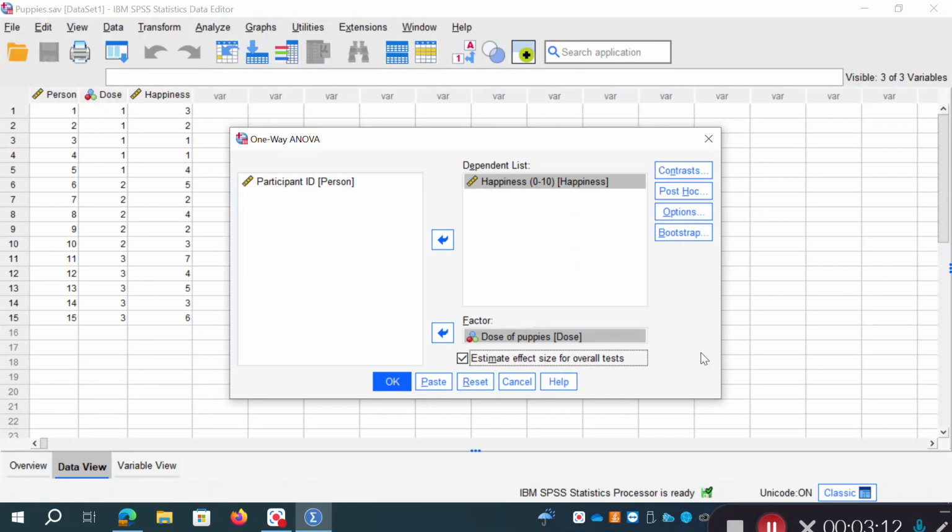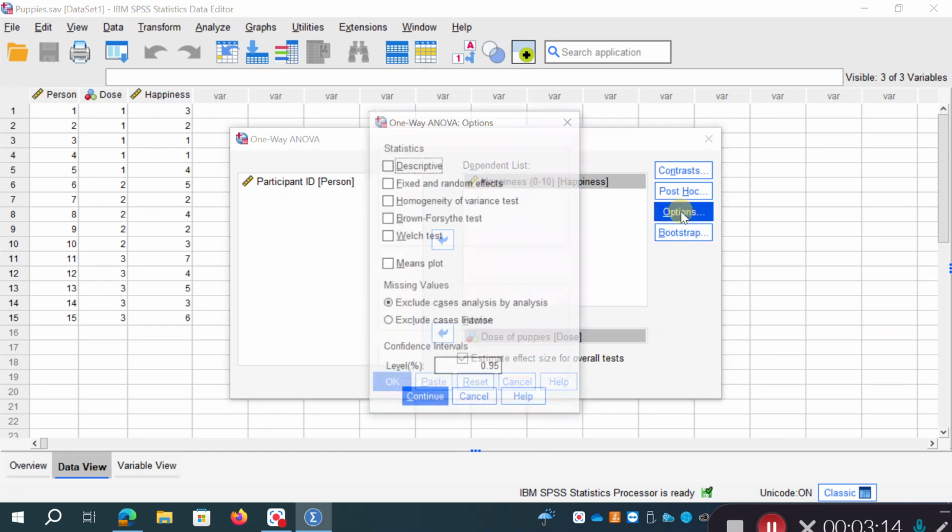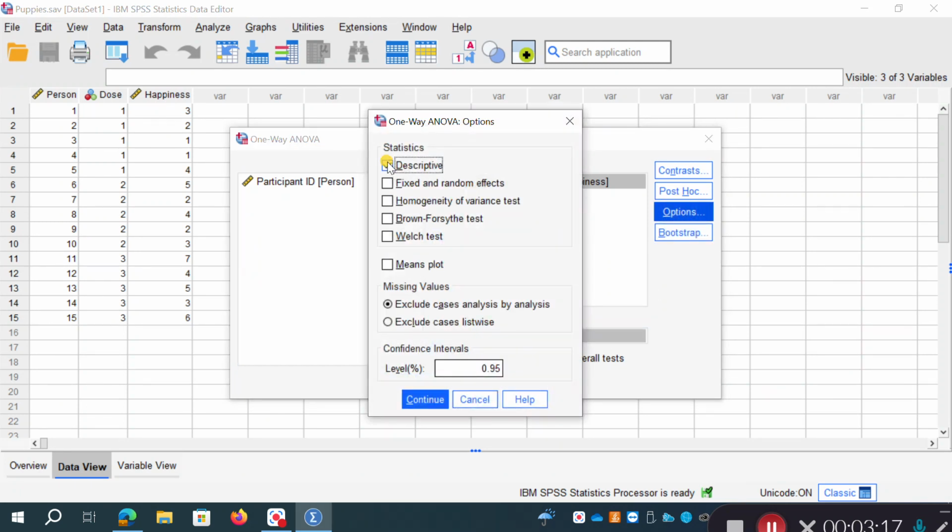A couple of things to look at here. If we click on Options, we're going to ask for descriptives. We want to do a Levene's test as well, because we want to know if we can assume equal variances for the scatter around the group means, so I'm going to select the homogeneity of variance test. Depending on the output of that test, we might need to use a stricter ANOVA test rather than just the basic ANOVA. If we want a robust ANOVA, we could use either Brown-Forsythe or the Welch test, and we can select them here. So I'm going to select the Welch test.